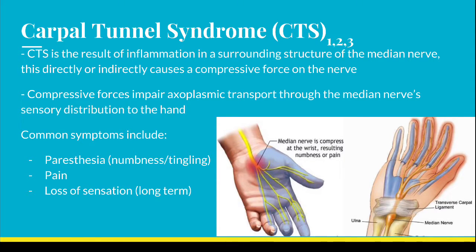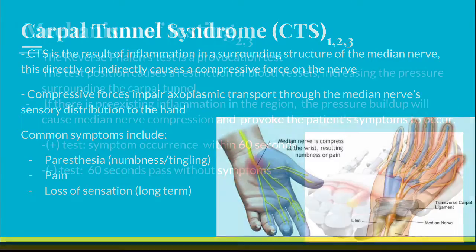Now, nerves are not built to withstand compressive forces. They're really fragile. As a result, we have impaired axoplasmic transport, which manifests most commonly as symptoms of numbness, tingling, pain, and if it's been around for a while, you can see loss of sensation.